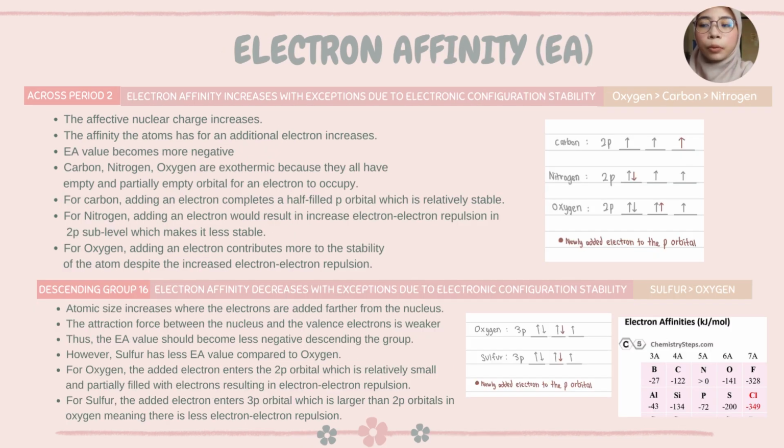For electron affinity, which is EA, across period 2, the electron affinity increases with exceptions due to electronic configuration stability. The order of electron affinity from highest to lowest is oxygen, carbon, then nitrogen. Meanwhile, descending group 16, the electron affinity decreases with exceptions due to the electronic configuration stability. Sulfur has a higher electron affinity compared to oxygen.